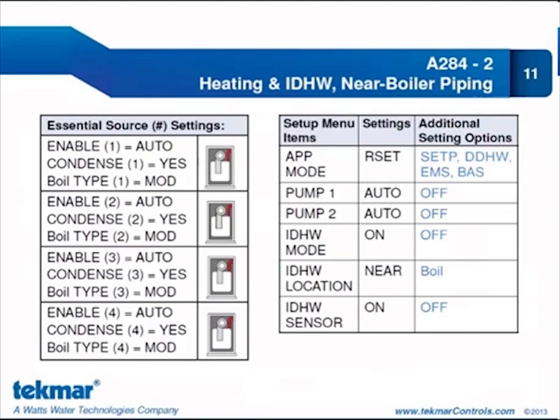Just like in the first application, our mode is reset, and that allows us to provide outdoor temperature reset water to the space heating load. It'll also allow us to set up a different water temperature for the indirect domestic hot water. Again, we're doing primary pump sequencing, so we turn pump 1 and pump 2 on by selecting auto. Are we doing indirect domestic hot water? Yes, turn it on. Where is the location of the indirect domestic hot water? In this case, we are doing near boiler piping, so we select near. Are we using an indirect domestic hot water sensor? Yes, we are, so we turn that on.